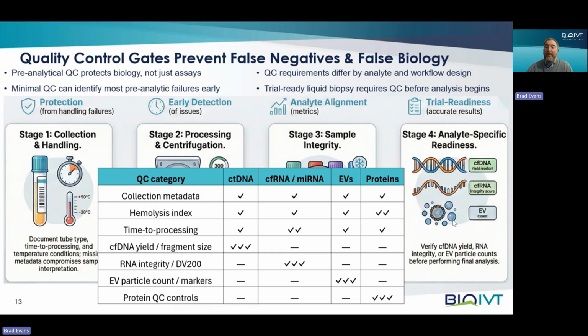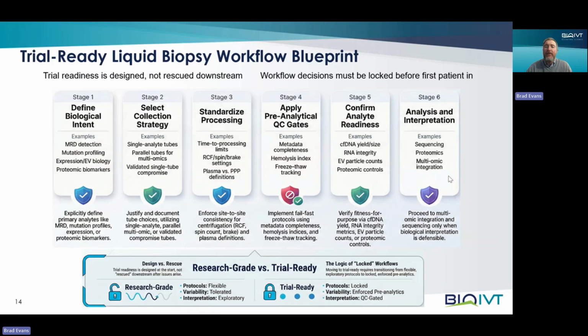With QC in place, the next step is to design workflows that are truly trial ready from the start. This slide pulls everything together in a practical blueprint for moving from good science to trial ready execution. The first step is to define biological intent. Are we prioritizing MRD detection, mutation profiling, expression biology, or proteomic biomarkers? That decision drives every downstream choice.